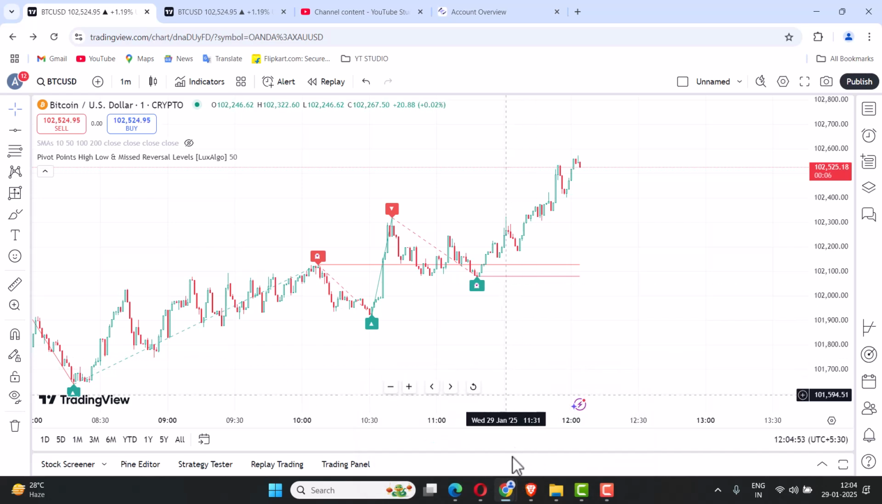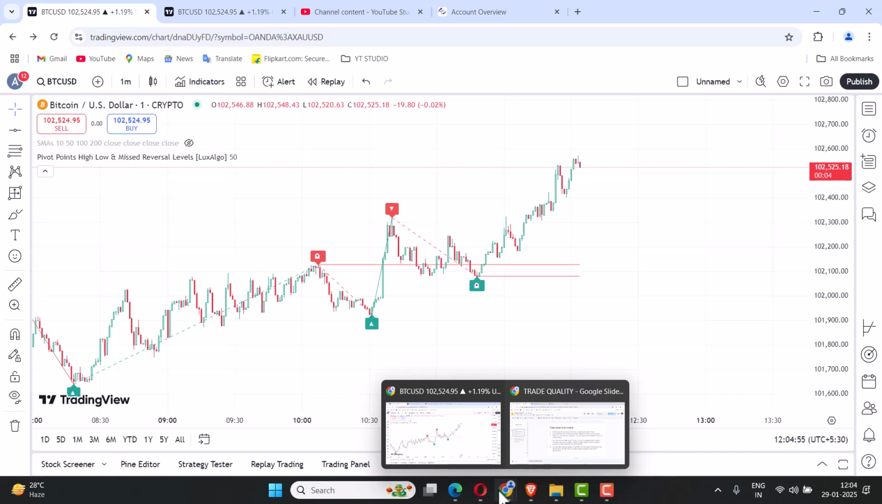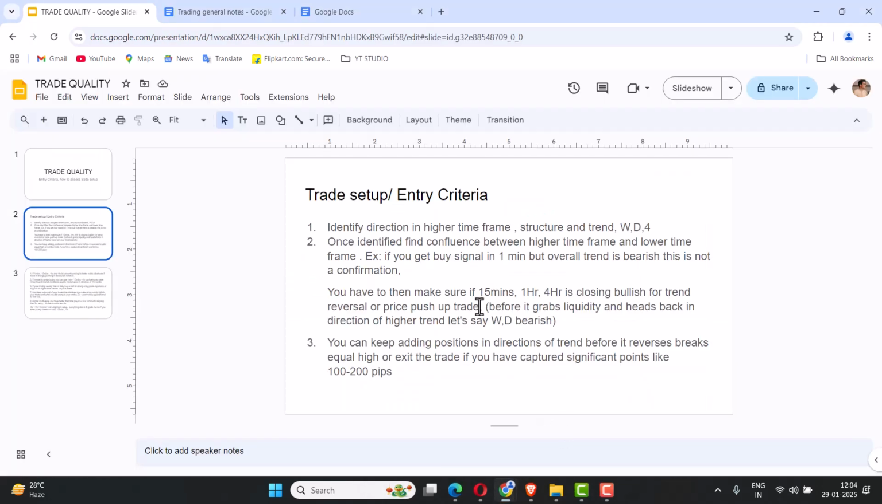Okay, so let's go over the presentation part. And so yeah, like I said, once you identify the trend and structure, you can find confluence between the higher time frame and lower time frame where the levels are getting created, like the supply and demand zones.